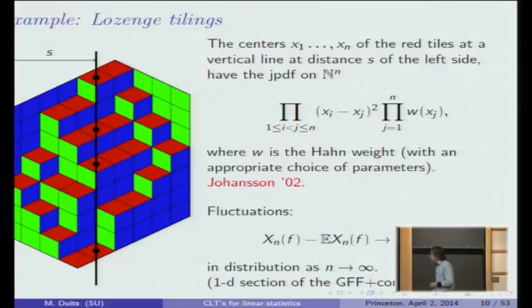Okay, and then what you can prove is that if you look at a linear statistic for these points that are chosen randomly along this weight, there is a central limit theorem, which is a one-dimensional section of the Gaussian free field in a complex structure. I don't want to specify precisely what this variance is here. I will do that in a minute anyway.